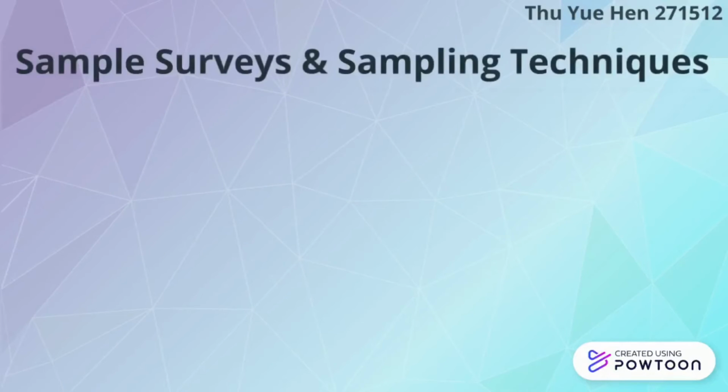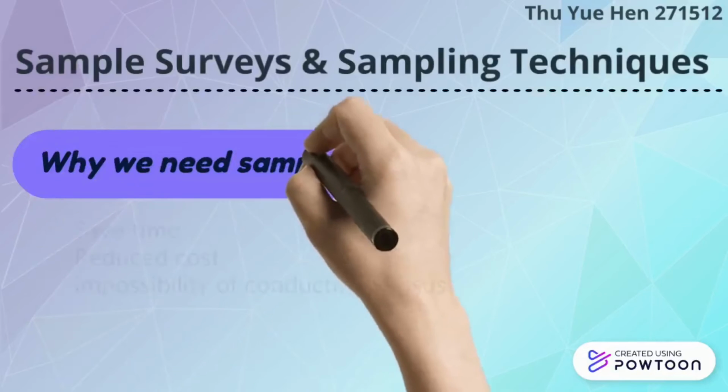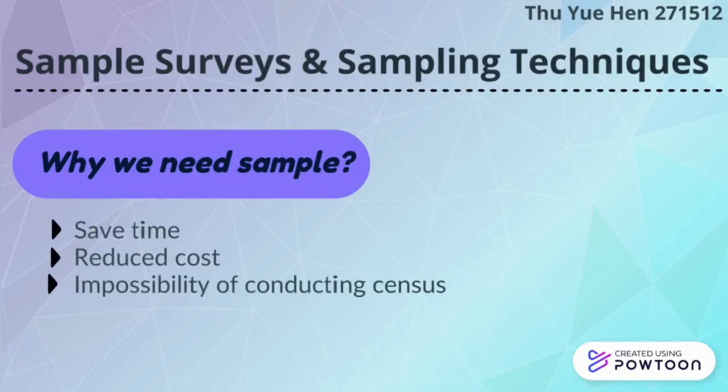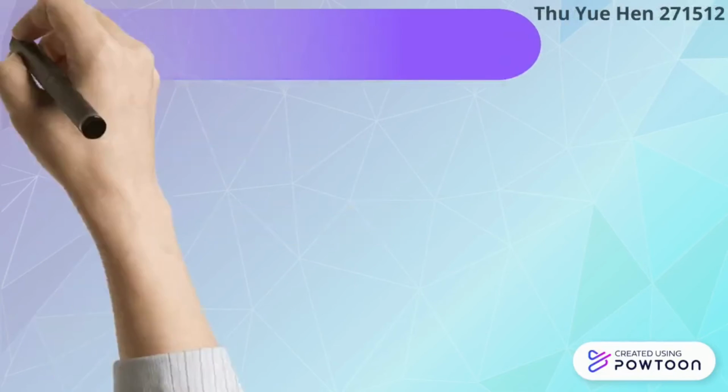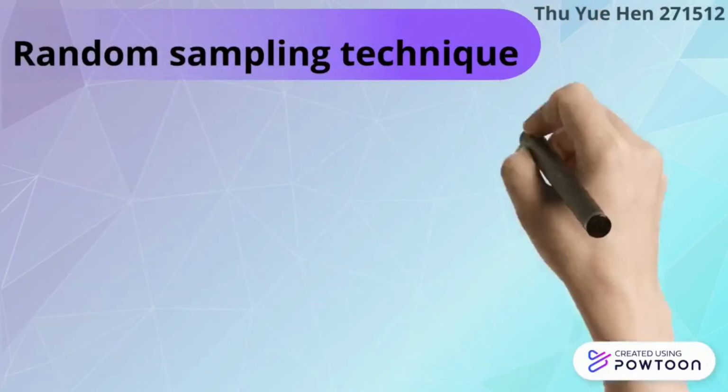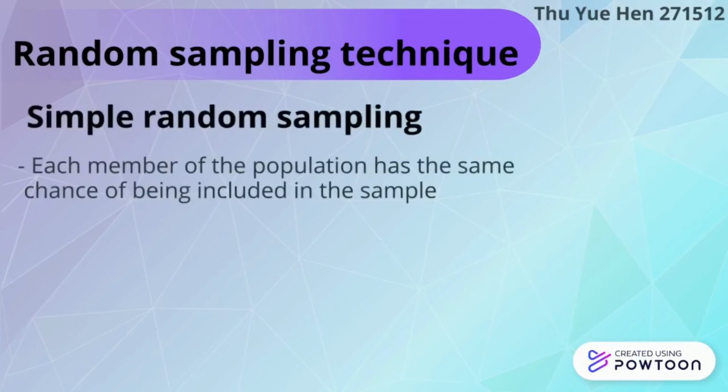Sample survey and sampling techniques. Why do we need a sample? Because it saves time, reduces cost, and a census may be impossible to conduct. There are two types of samples, which are random and non-random. Next, I will talk about random sampling techniques. First is simple random sampling.